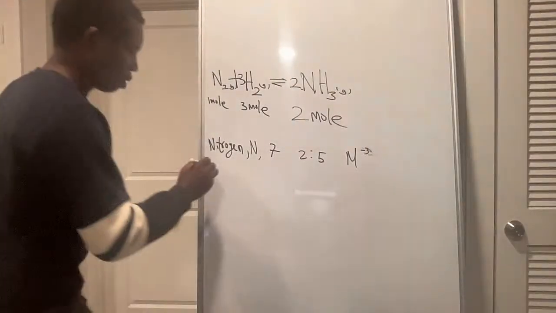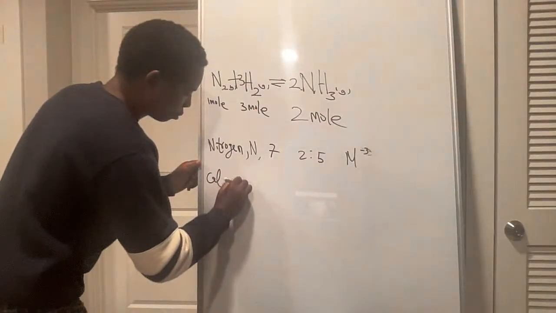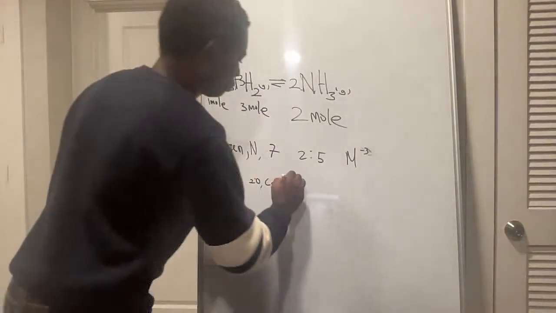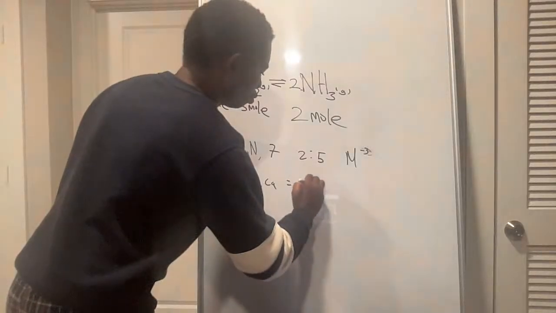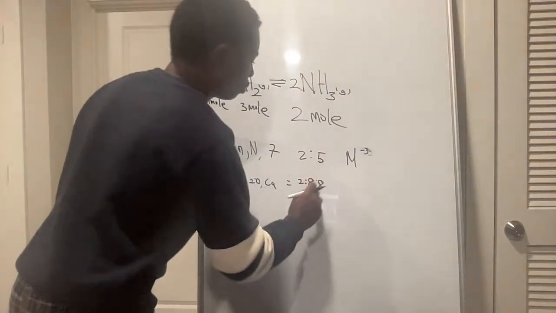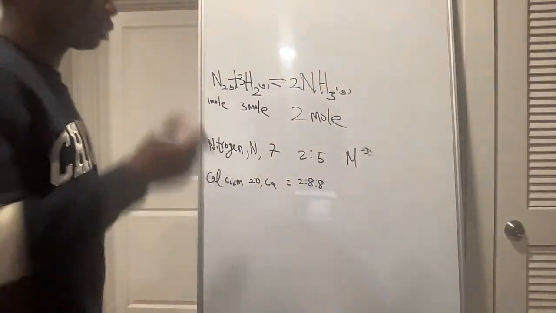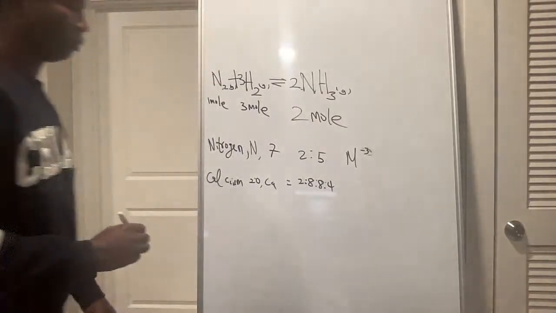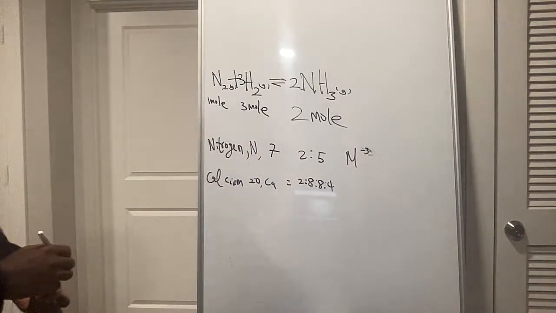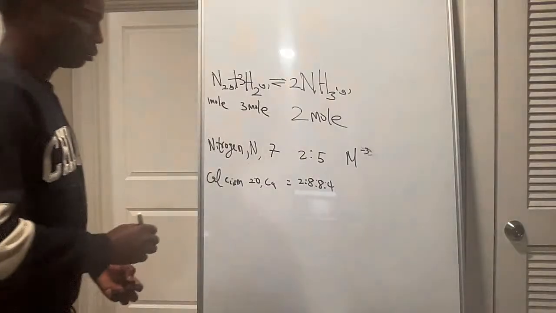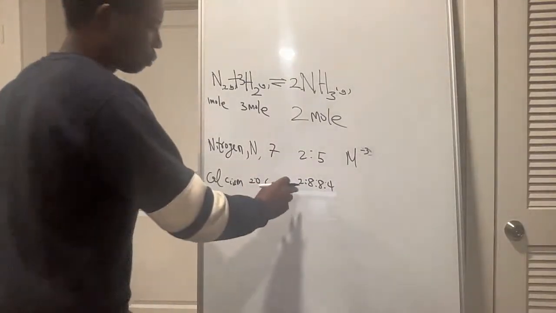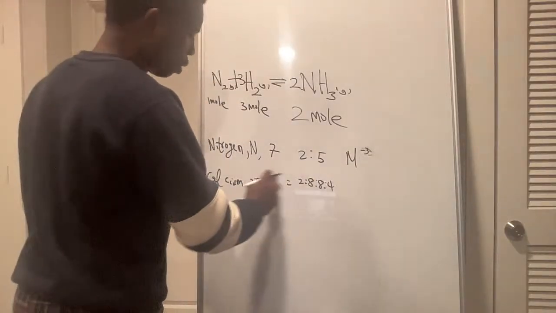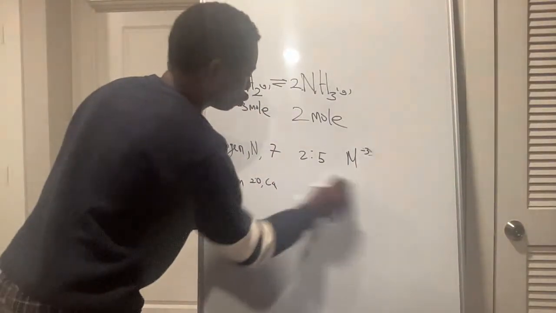Let's go with calcium. What is the atomic number of calcium? It's 20. This is the symbol of calcium, atomic number 20. It gives us 2.8, then 8 plus 8 is 16, 17, 18, let's say 20. Calcium is 20.